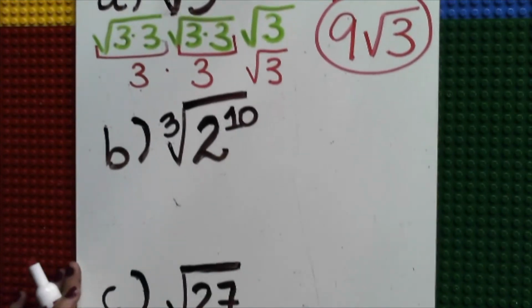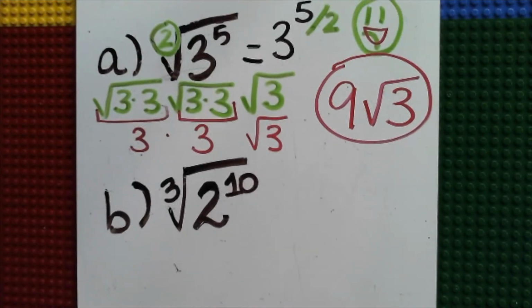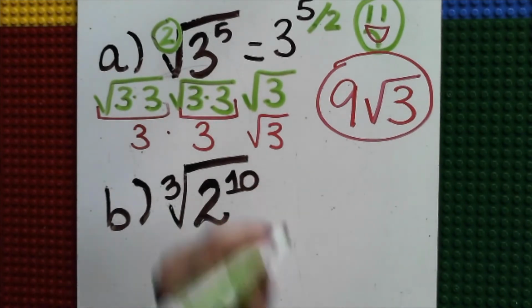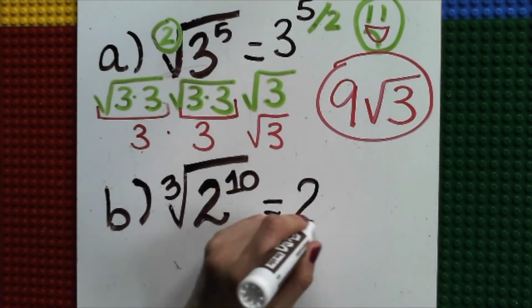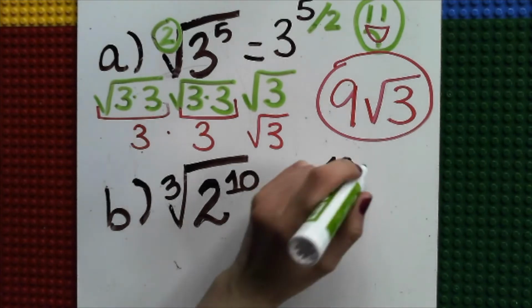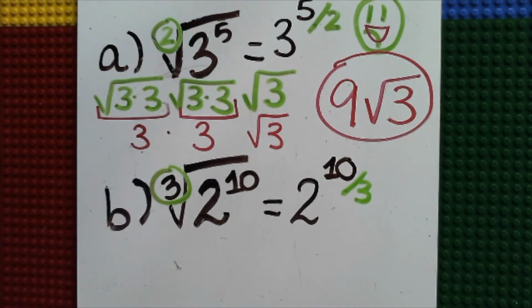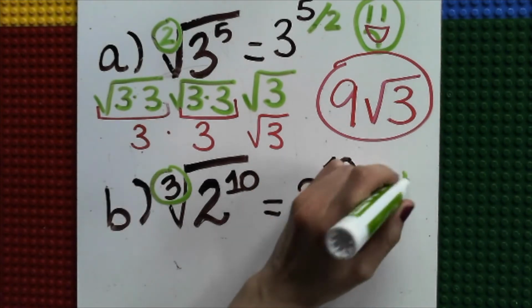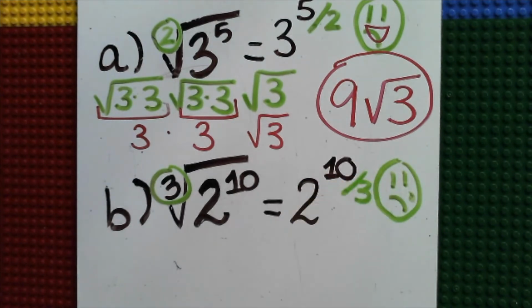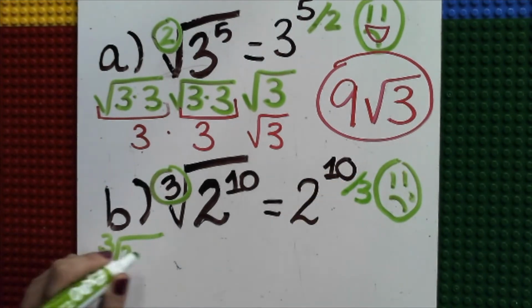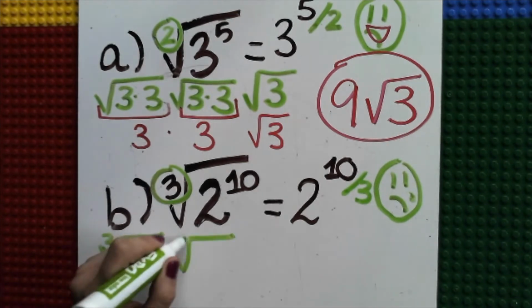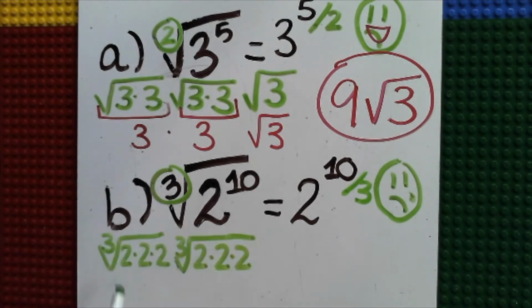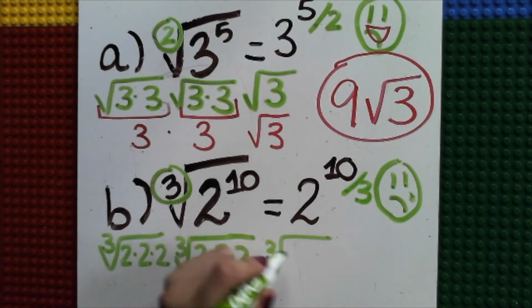Let's take a look at the cubic root of 2 to the 10th power. When I do 2 to the 10th power divided by 3, the same issue occurs. I cannot divide 10 divided by 3 without decimals. And I definitely don't want that in my exponents. So let me write out groups of 3 2's each time. And I need 10 2's in total because I have 2 to the 10th power.